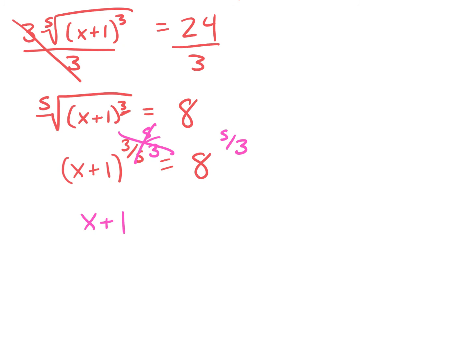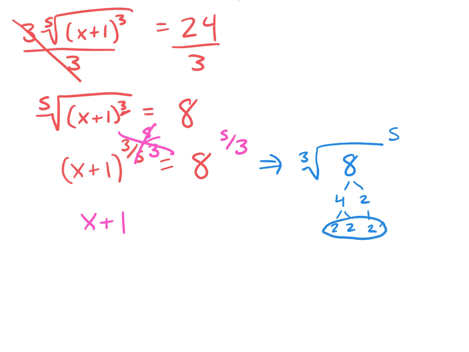So let's figure out what 8 to the power of 5 over 3 is. What's our index here? What number goes outside of our radical, out front? 3. 8's on the inside and 5's up top. What are factors of 8? 4 and 2. And factors of 4? 2 and 2. We're circling groups of what? Groups of 3. Awesome, because we have 3 2's. So we have 2 to the 5th power.